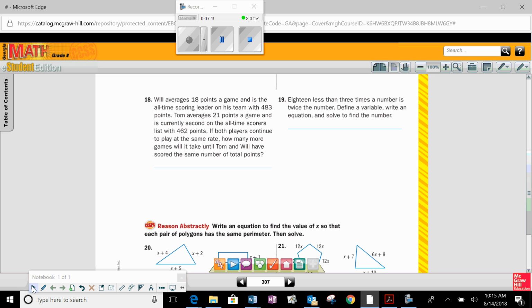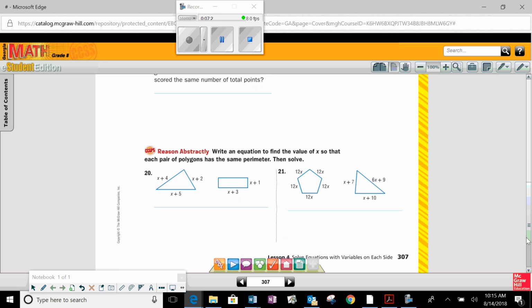Moving on to number 20. Now this one can look very complicated because of the shapes, but don't let it fool you. The directions say write an equation to find the value of x so that each pair of polygons has the same perimeter. Same perimeter means we're going to make them equal. First you need to remember what perimeter means. Perimeter means we're going to add up all the sides. So the triangle has to be equal to the rectangle.